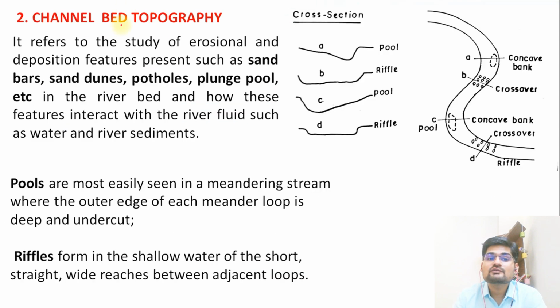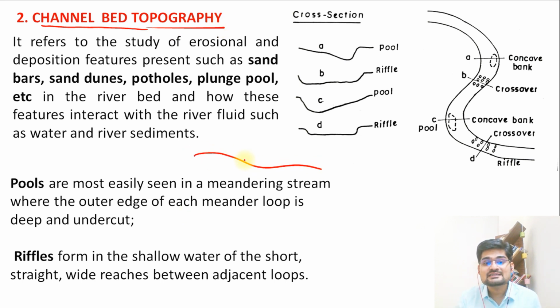Then further, what we have to study is the last segment, which we know as channel bed topography. So what is the channel bed like? So if this is the channel, what is this bed like? Does it have these depressions or coarser areas? So what is it like? In this, a few important things we have already studied, like sandbars, sand dunes, potholes, plunge pools, that is in the longitudinal course of the river, in the fluvial geomorphology, in the landforms we have studied.